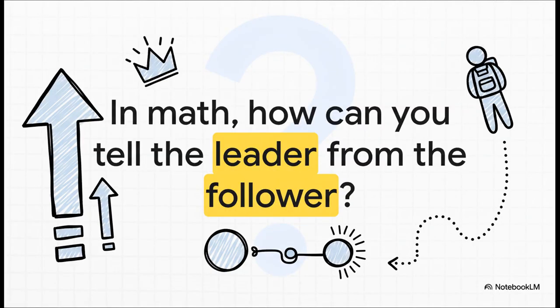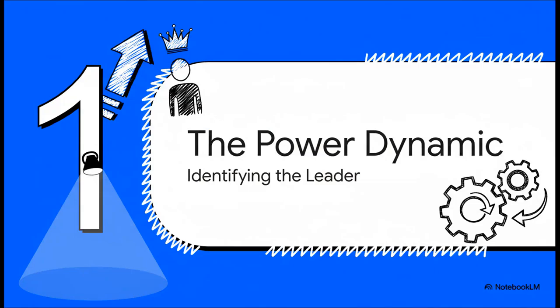Who's in charge? You see, in any relationship between two numbers, one of them is the leader, the one calling all the shots, and the other one just follows along. Our mission? Figure out how to tell them apart. Okay, first things first, we've got to understand this power dynamic so we can pinpoint exactly who our leader is.